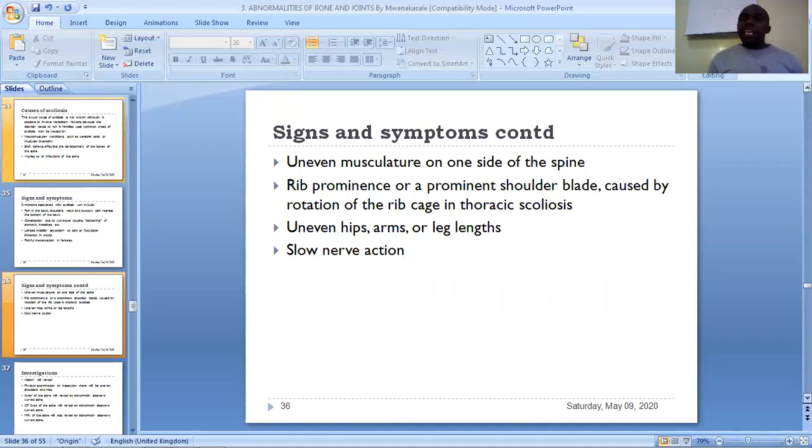There can be uneven hips, meaning the hips are not at the same level. One hip will appear to be a little bit pulled upwards, while the other one will appear to be a little bit lower positioned. Or sometimes you might think that one of the lower limbs appears to be longer than the other, and yet it is just scoliosis presenting itself like that. Some patients might experience slow nerve action.